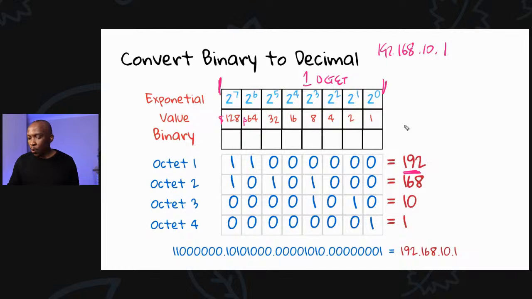So we are going to pick 128 being the highest value. We're going to need 128. 128 plus 64 gives us 192. So we're going to put the ones under the values that we need. So 1, 1, and then we put zeros all the way. That's how we get 192.